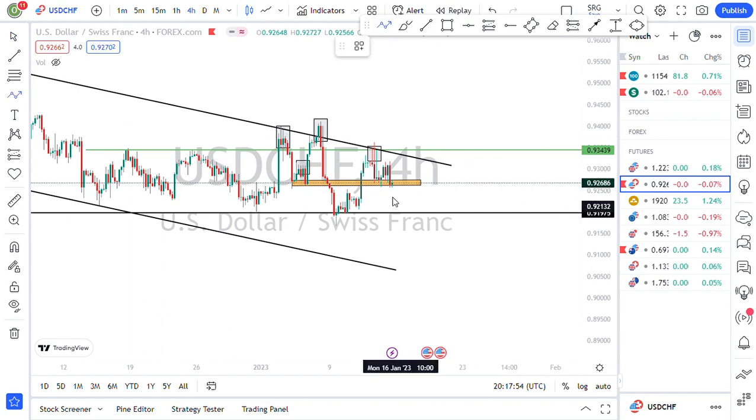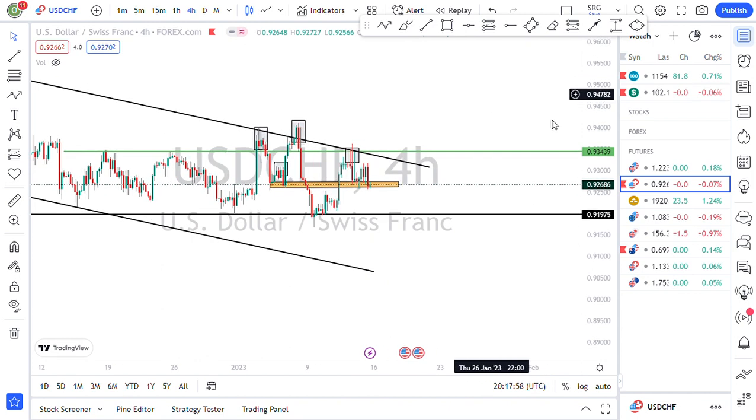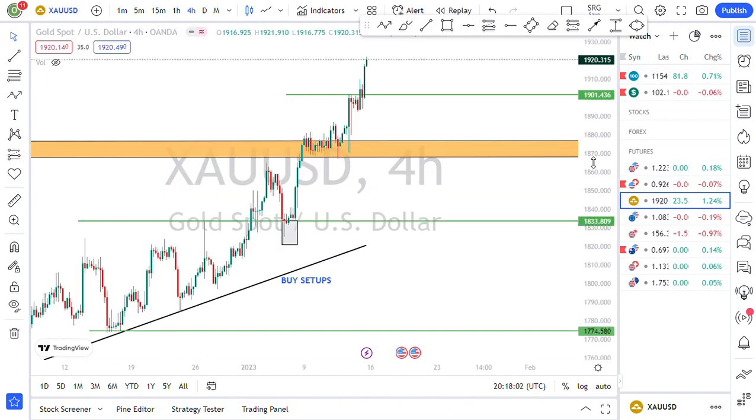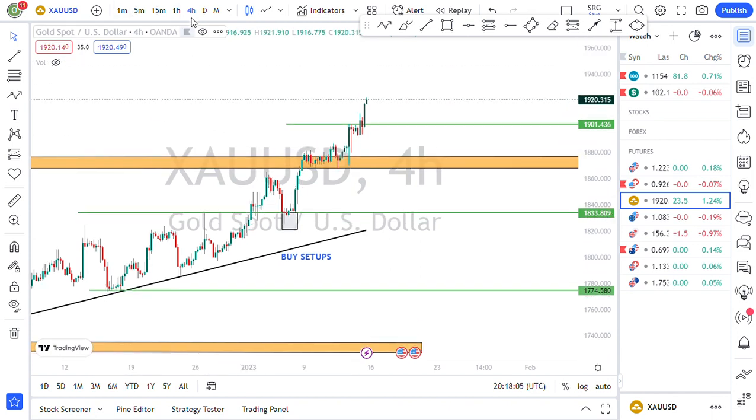But there is more momentum to the downside to create a lower low. This can happen, right? So let's come back to gold. We can see gold has been acting wonderfully.